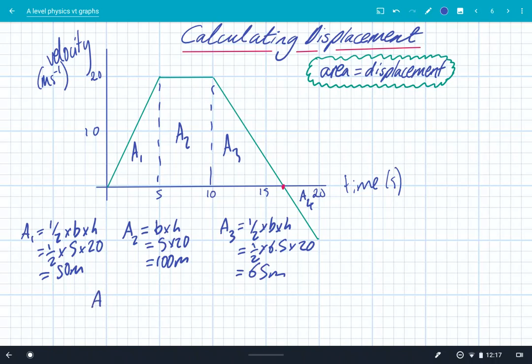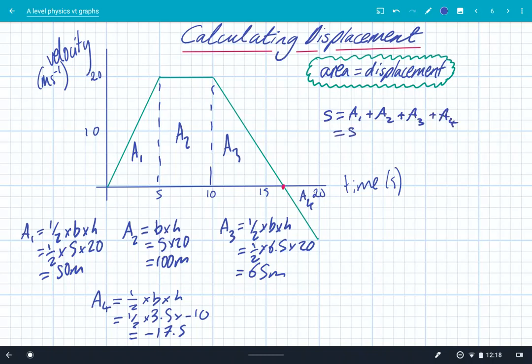And now we've got area 4, which we've got to remember is negative. So we do half times the base times the height, which is half, times the base, which is 3.5, and the height is minus 10. 0.5 times 3.5 times 10 is minus 17.5. So if we want to know the total displacement travelled, S equals area 1 plus area 2 plus area 3 plus area 4. So we do 50 plus 100 plus 65, take away 17.5.